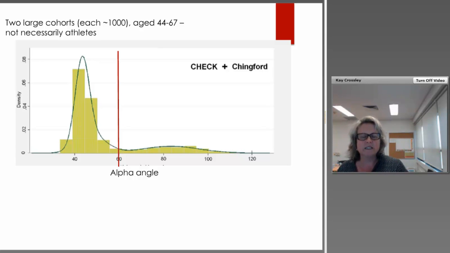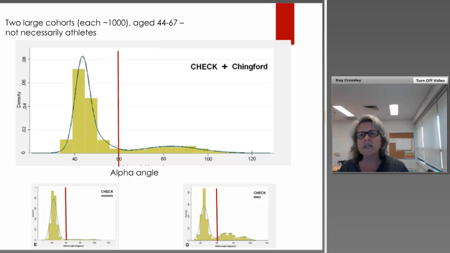One is that it's not necessarily accurate to get a mean of the overall number, because that doesn't actually represent where the majority of people lie, which is in that first hump. And so for the majority of people, their alpha angle would sit around 50 degrees. But we can see there is a cut point or a threshold around 60 degrees, beyond which there's now another number of people that have a larger angle. And so this 60 degrees is what is referred to as a cam lesion.